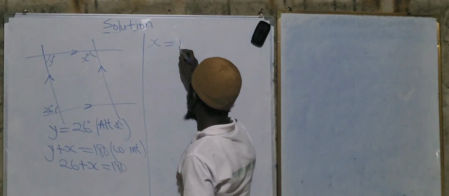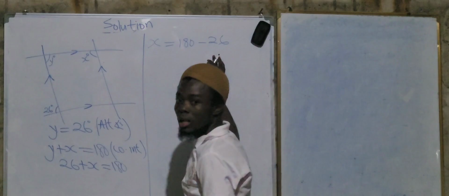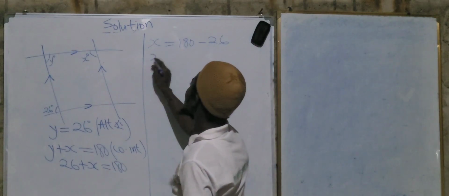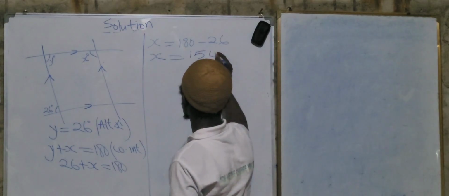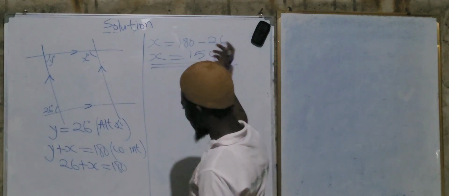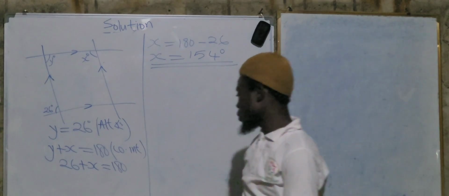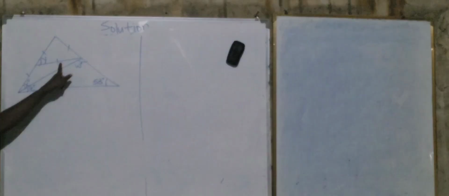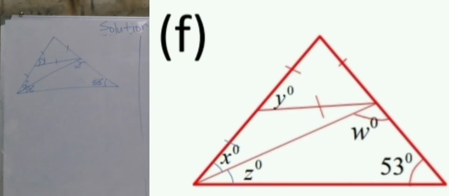X is equal to 180 minus 26. Are you right here? And x here is now equal to 154 degrees. So therefore, let's see now x is equal to that one and y is equal to that. Are we okay? Have you seen it now?